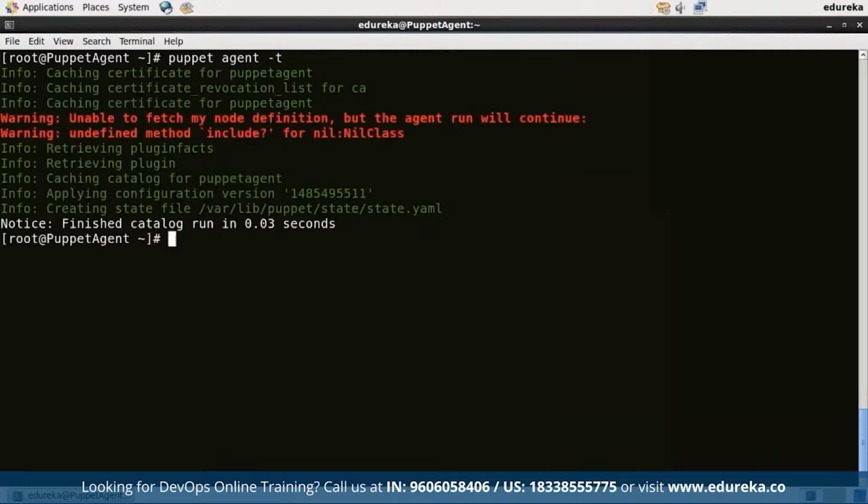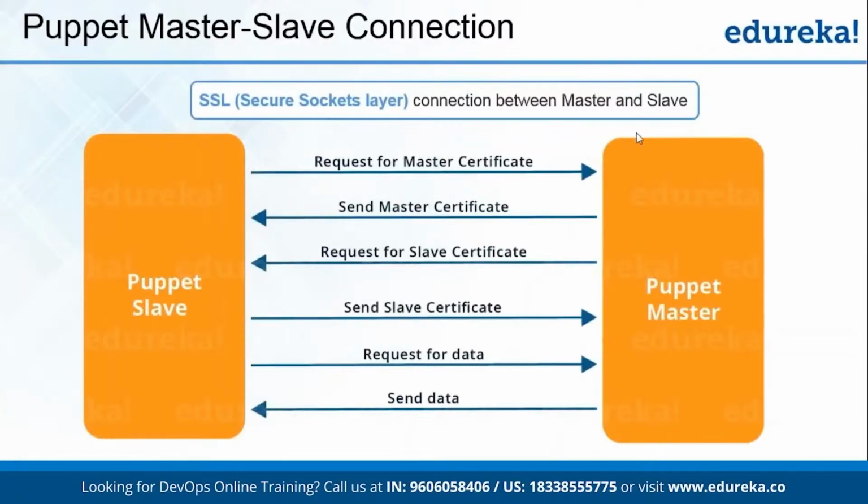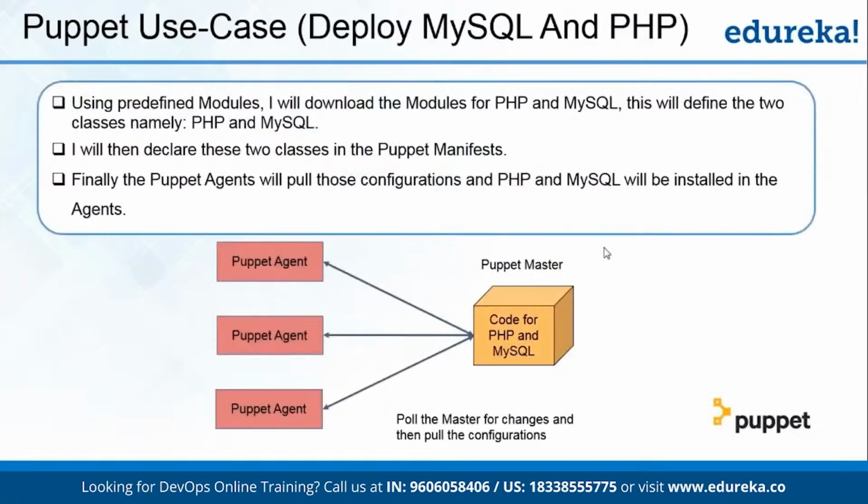Alright, so we have successfully established a secure connection between Puppet master and Puppet agent. Alright, so I'll move forward and we'll see what use case I have for you today. In today's session, we are going to deploy MySQL and PHP using Puppet.